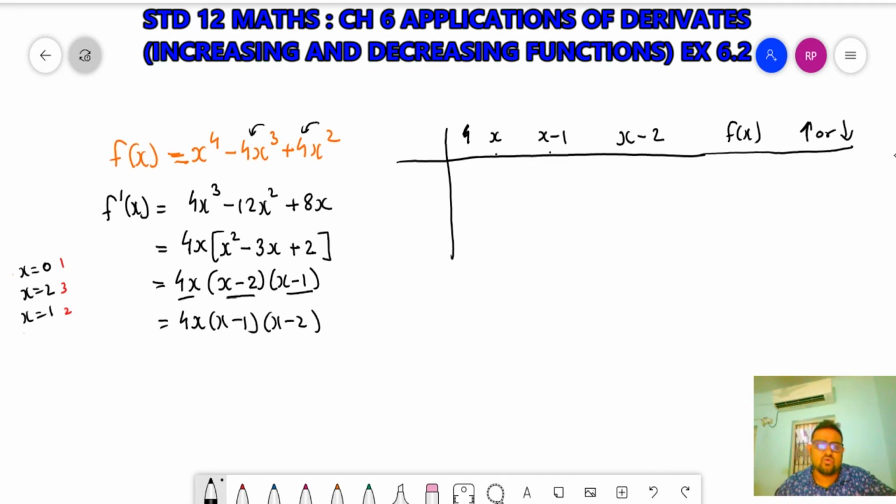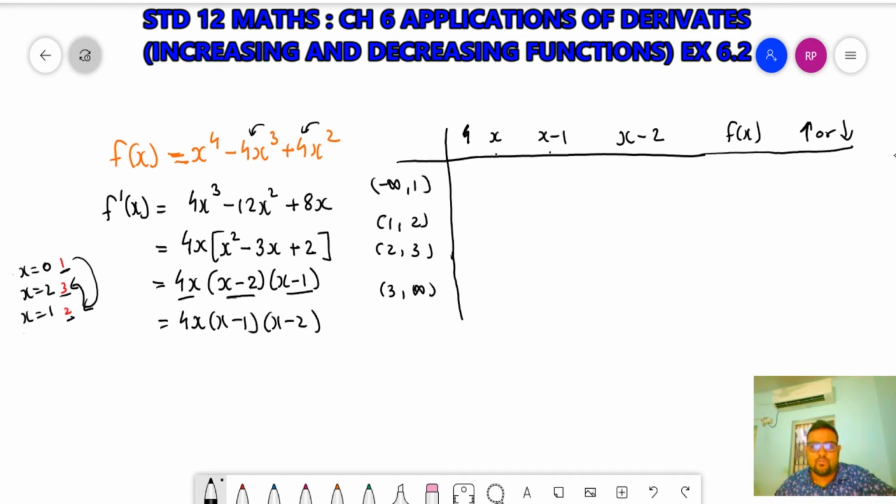Clear. So now see, first it's 1, then 2, and then 3. So I will start from minus infinity to 0. From 0 to 1, second interval. From 1 to 2, third interval. And last from 2 to infinity. So I got here 4 intervals from minus infinity to plus infinity. So you just need to pair out these intervals from minus infinity to the lowest one.